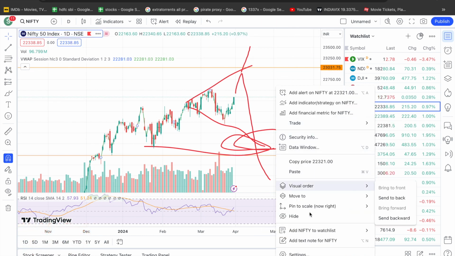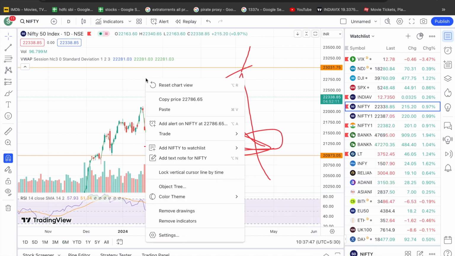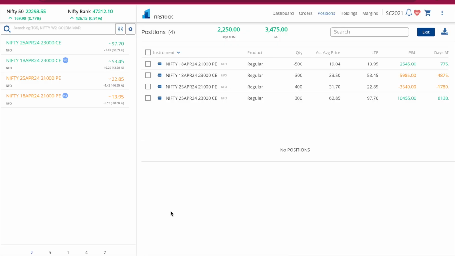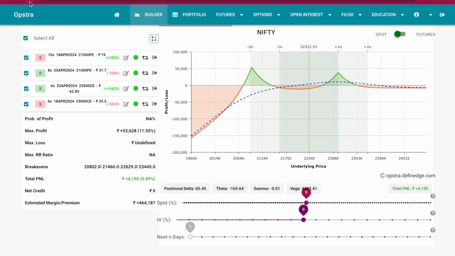I will basically remove all these drawings. Remove drawings. What we'll do the adjustment for now. Okay, this is our chart. Just reload this.